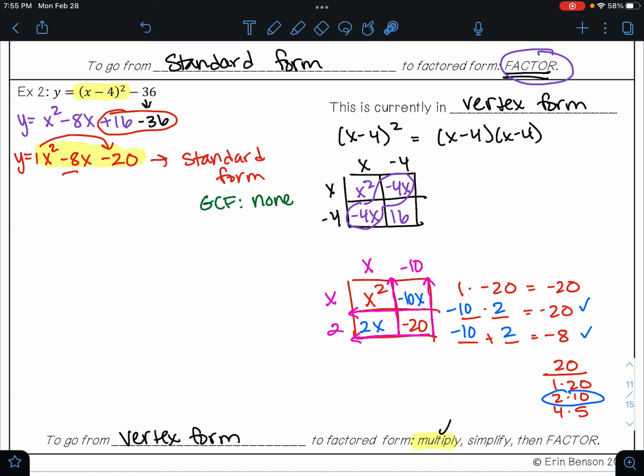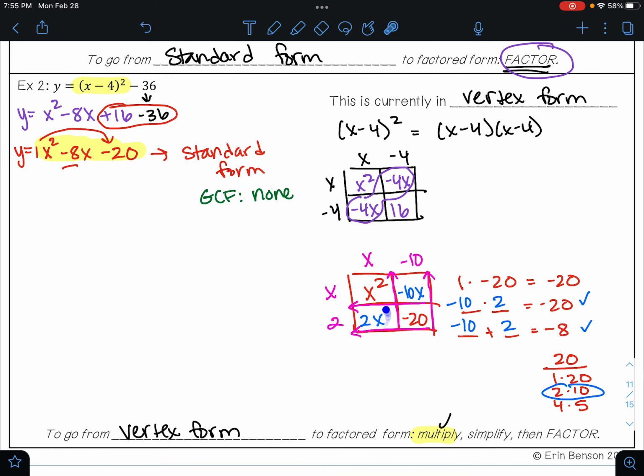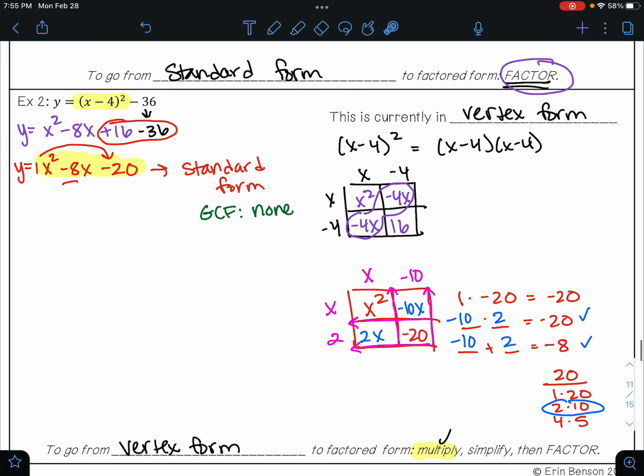We can check our work. X times x is x squared. X times negative 10 is negative 10x. 2 times x is 2x. And 2 times negative 10 is negative 20. So my factors are going to be y equals x plus 2 times x minus 10. This is now in factored form.